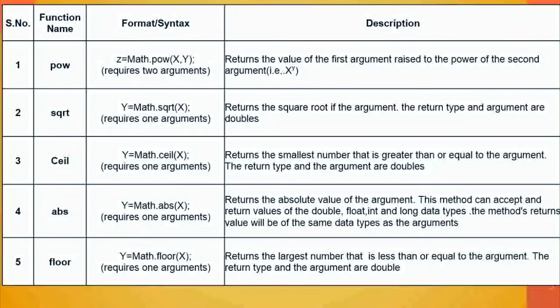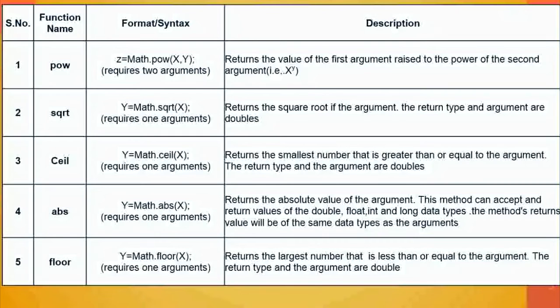Fourth one, abs. Abs is nothing but absolute value. y is equal to Math.abs(x). We require one argument. It returns the absolute value of the argument. This method can accept and return values of double, float, int, and long data type. Dear students, you should understand there are 2 types of data types: one is primitive data type and the other one is composite data type. The method's return value will be the same data type as the arguments.